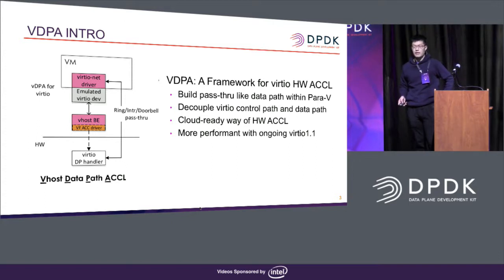And by this way, vDPA presents to the guest a standard virtio interface. And the hardware acceleration is transparent to the guest. So this way, we build a unified interface for the guest. And this is a cloud-ready way of hardware acceleration. With the ongoing virtio 1.1, I think vDPA would get more performance, since virtio 1.1 will bring a more efficient ring, which is very great for the hardware.